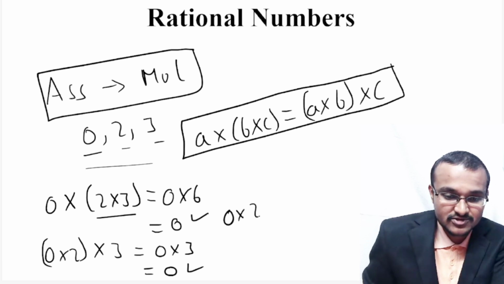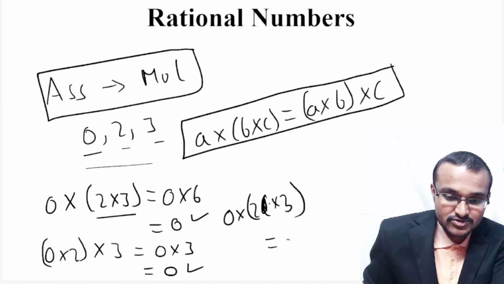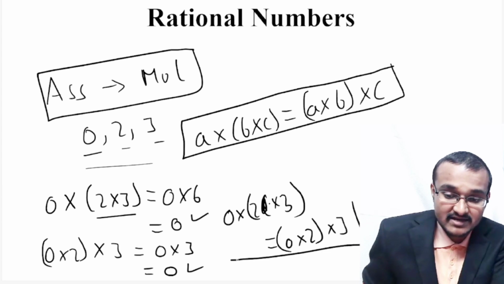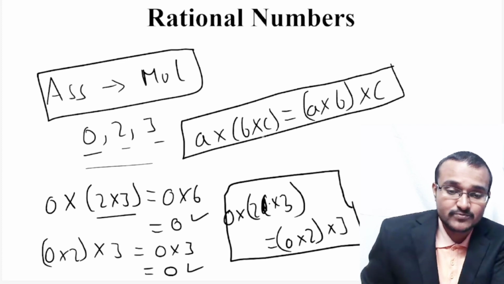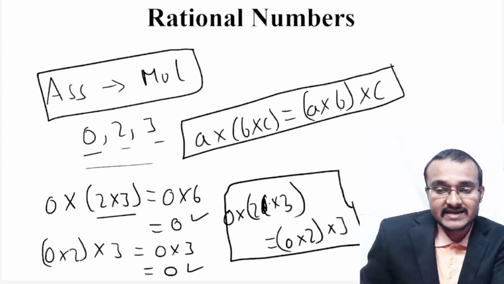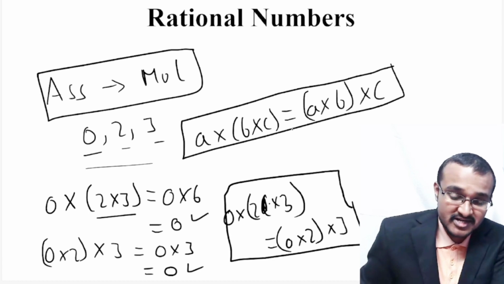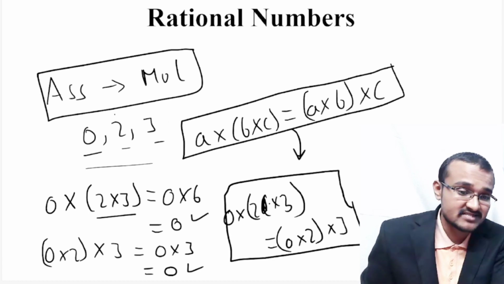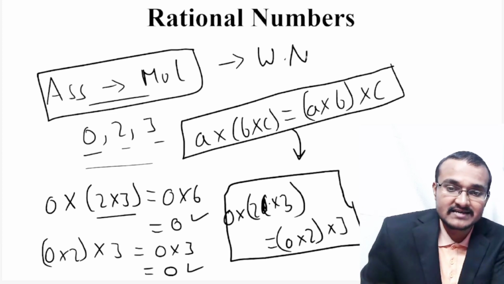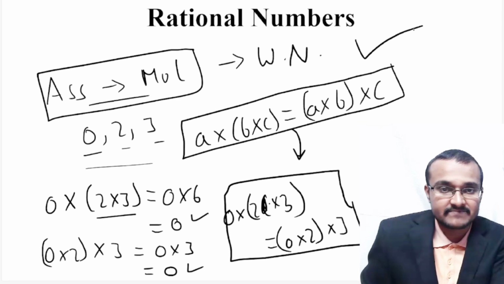That shows 0 into (2 into 3), where 2 into 3 is in the bracket, is equal to (0 into 2) into 3, where 3 is outside the bracket. These both are equal. That shows a into (b into c) is equal to (a into b) into c. So this particular equation is satisfied by these whole numbers. That means the associative property under multiplication for whole numbers is satisfied.